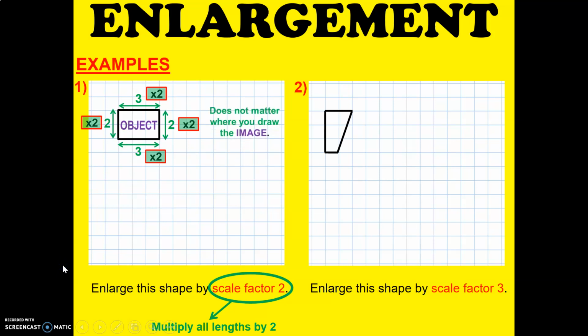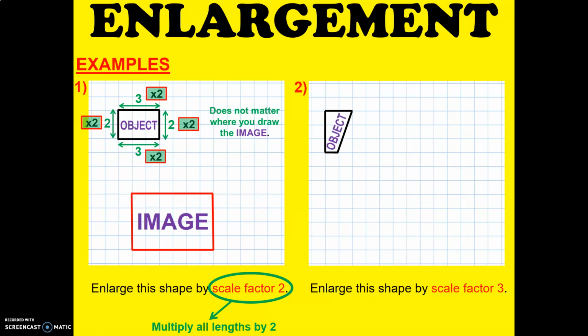So it doesn't matter where you draw the image. 3 times 2 is 6. So draw 6. Then 4. Then 6. Then 4. So that's our image.